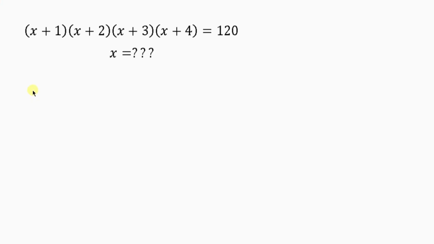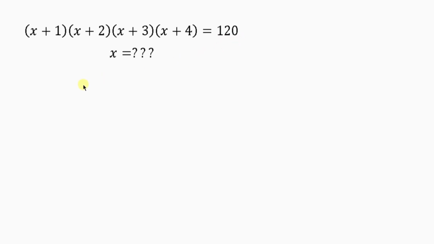Now look at this nice and beautiful question we have here on the board that we're going to be solving. The question says, find all values of x for which (x + 1)(x + 2)(x + 3)(x + 4) is equal to 120.